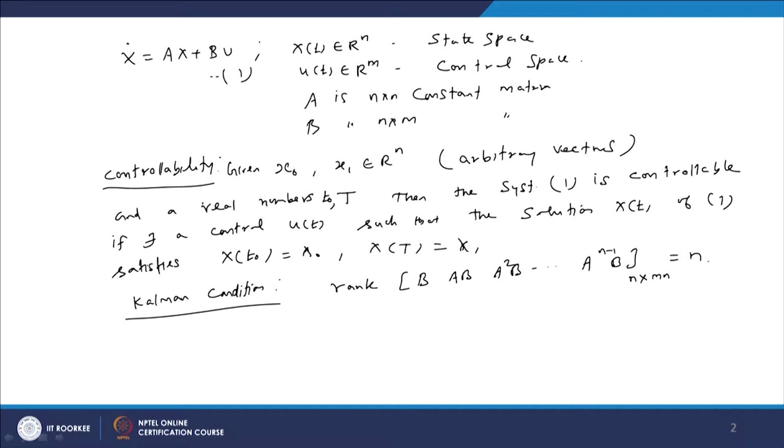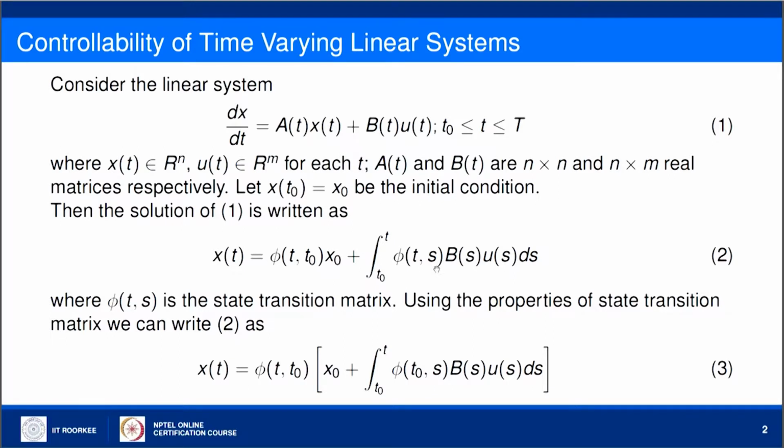Now, if the matrices are time varying, then this rank condition may not work. Even if A and B are functions of t, and you replace it with B of t, A t into B t, etc., if the rank is equal to n for each value of t, then also the system may not be controllable. So, we will see that we need a different condition for the controllability of the time varying system or the non-autonomous system.